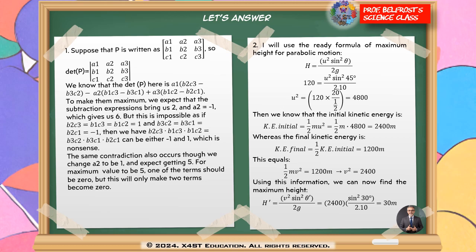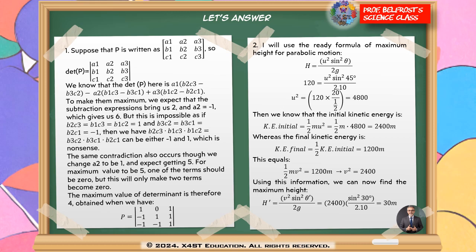For the maximum value to be 5, one of the terms should be 0, but this will make two terms become 0. So 6 and 5 cannot be the answer. After trying the next option, this is the correct one. The maximum value of the determinant is therefore 4, as we can obtain from this form.